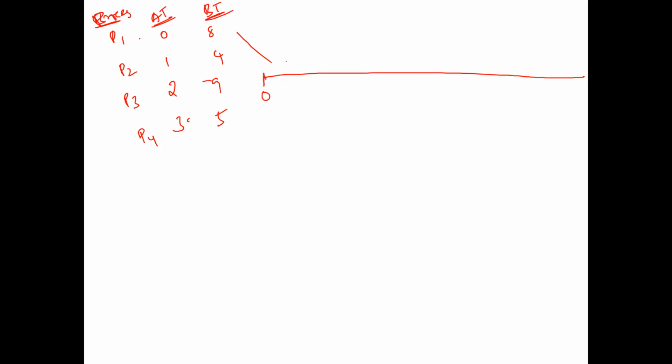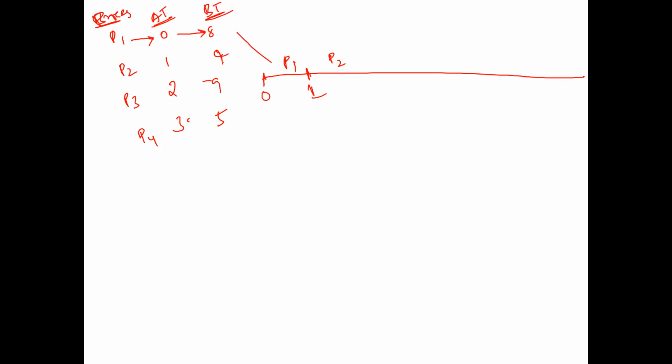At 0th time, process 1 has entered and it needs 8 units of time. But this is shortest remaining job first. Shortest remaining job means what is the next job which is having less than this one. So when it enters the timeline at 1, process 2 has entered, and at the same time it is having the shortest remaining time.